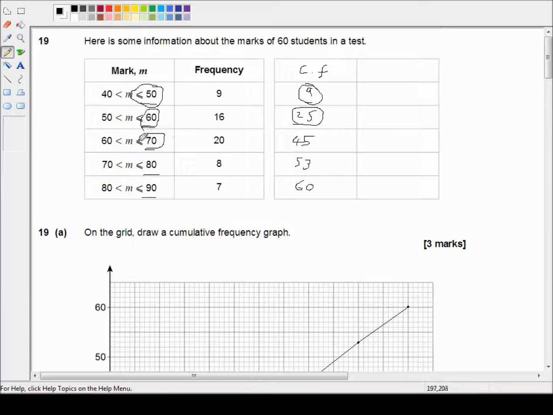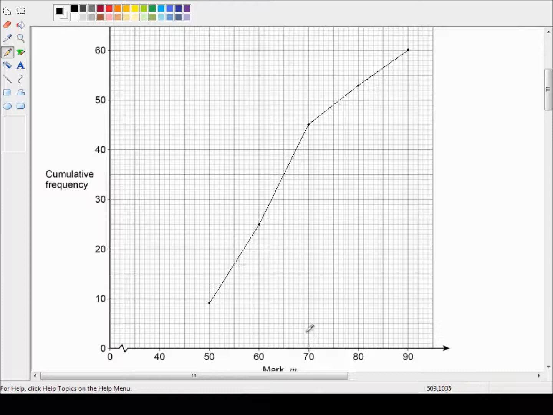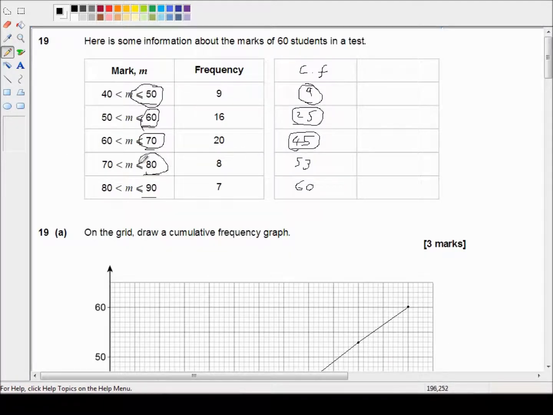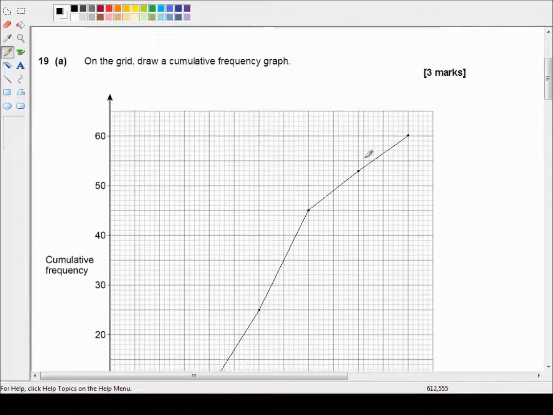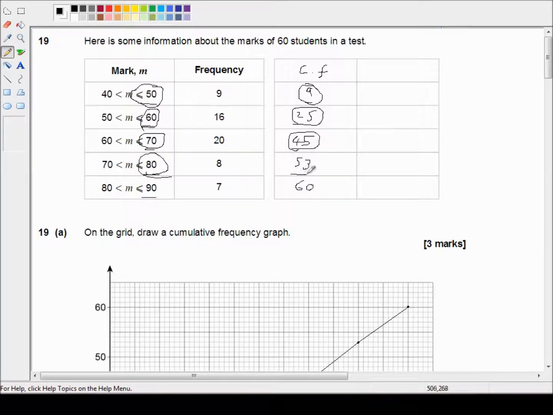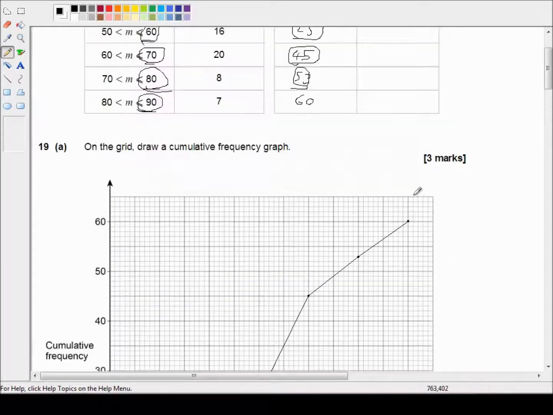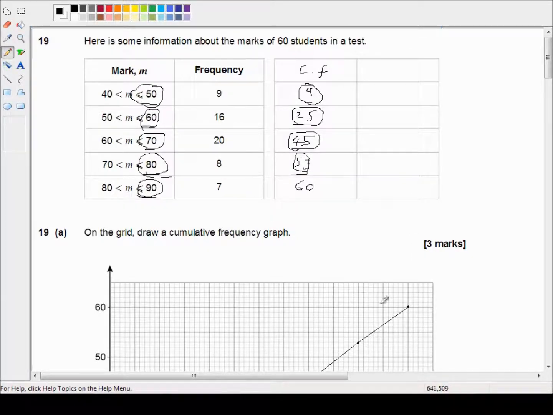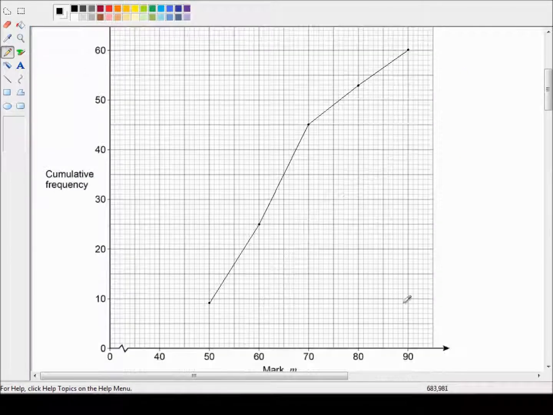For 70, we're plotting the point at 45. So we read up for the 70, and we're plotting at 45, which is halfway between the 40 and the 50. And again for the 80 it is going to be 53. So that puts it just 2 little squares down below 55. And then for 90 it is 60. So we read up the 90 and read across to 60, and we pop our point here.